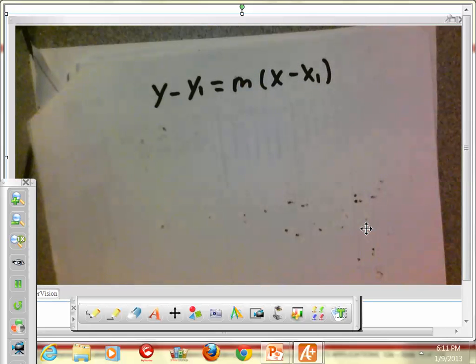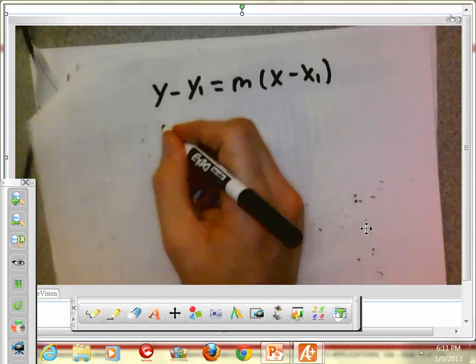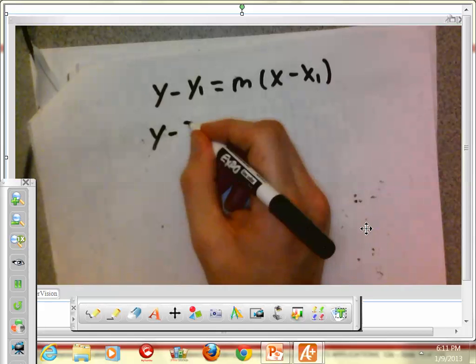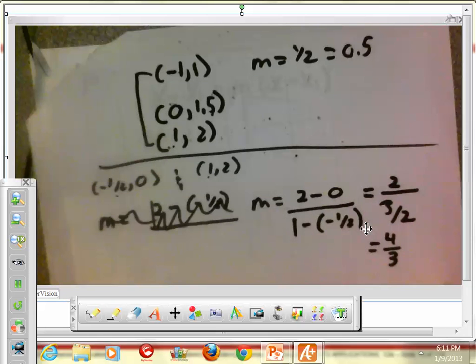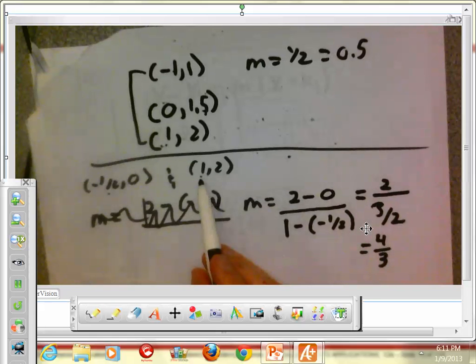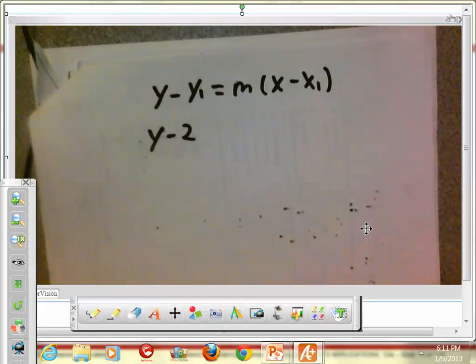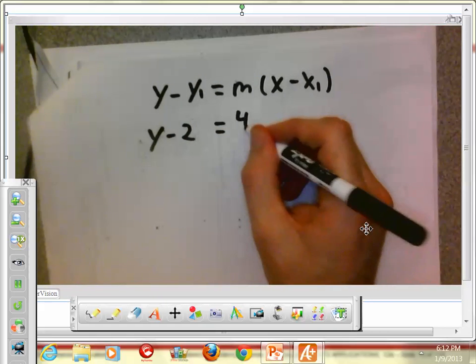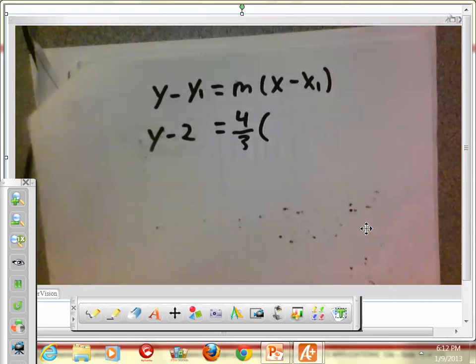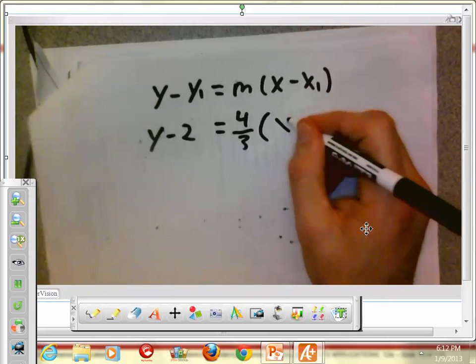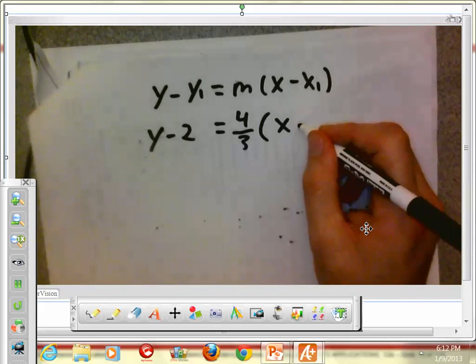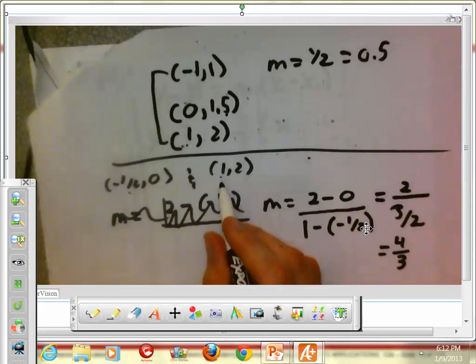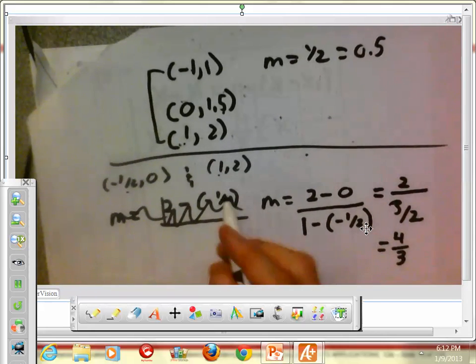So y is 2, so this is going to be y minus 2, right? I can use either point. I'm going to use the point 1 comma 2. So I'm going to have y minus 2 is equal to my slope, which I said was 4/3, times x minus what? My y coordinate is 2, so what's my x coordinate? Well, it's going to be 1, so it's going to be minus 1.